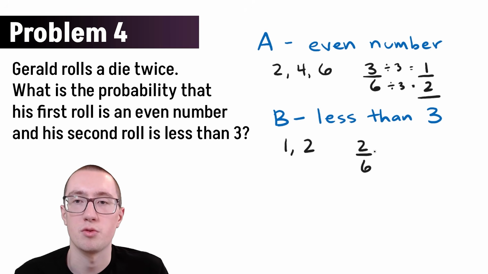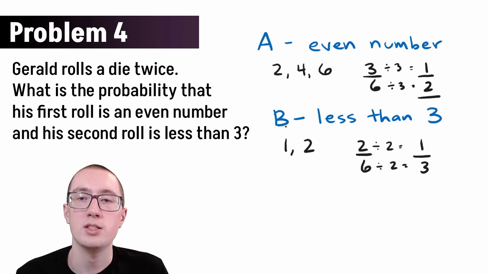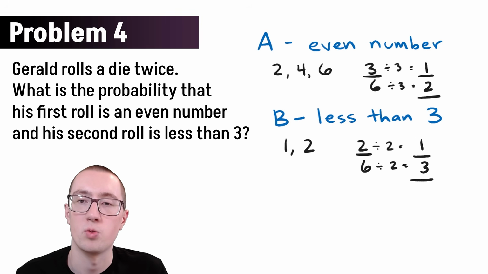And this fraction can be simplified as well. And I can see that because these are both even numbers. So that means I can divide both of them by 2. 2 divided by 2 is 1, and 6 divided by 2 is 3. So his chances of rolling a number less than 3 is 1 over 3.